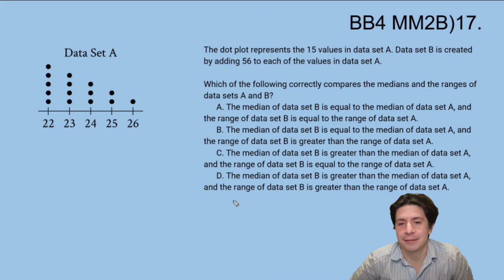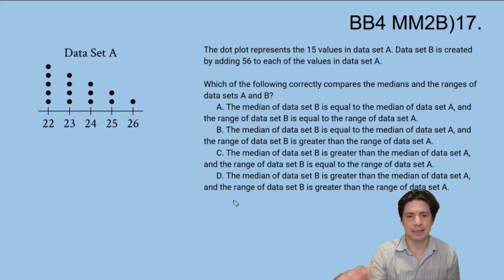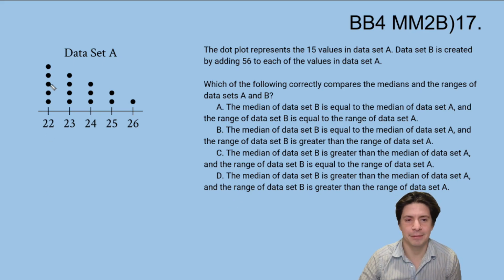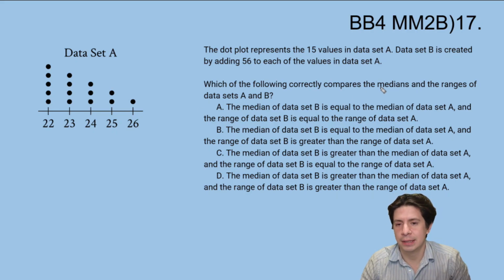The dot plot represents the 15 values in dataset A. Dataset B is created by adding 56 to each of the values in dataset A. Which of the following correctly compares the medians and the ranges of datasets A and B? Okay, so we have this dataset, right? And we're adding 56 to every one of these values, so everything's getting shifted. And then it's asking to compare medians and ranges, and let's look at our choices.